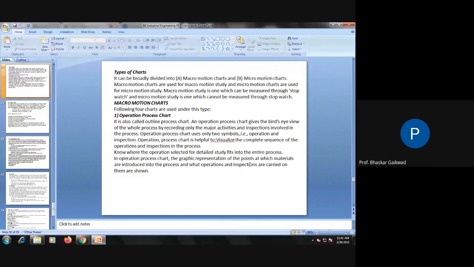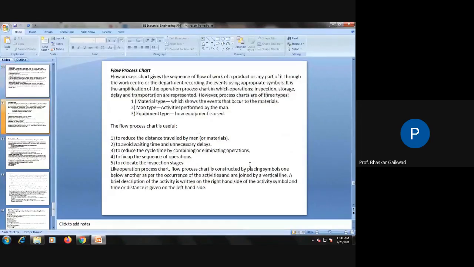Then next, that is the flow process charts. What it contains: three types of flow process charts are there. In industry, there is always movement of material, movement of man, movement of equipment. There is one more chart, that is the material flow chart. Movement of man and equipment type. That is actually the flow, how that equipment will flow from one place to the next place. Material will flow from stores to the processing unit.